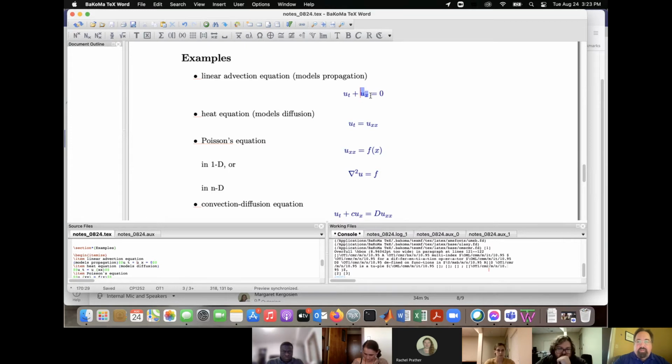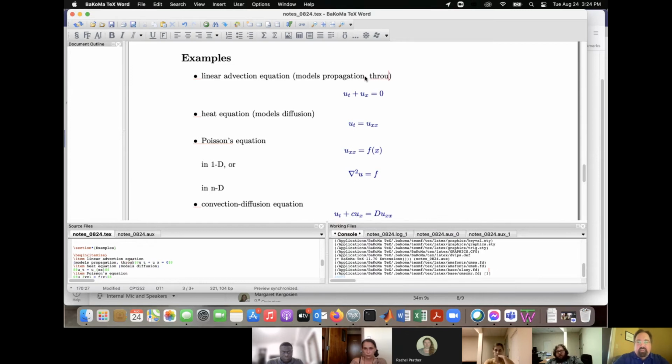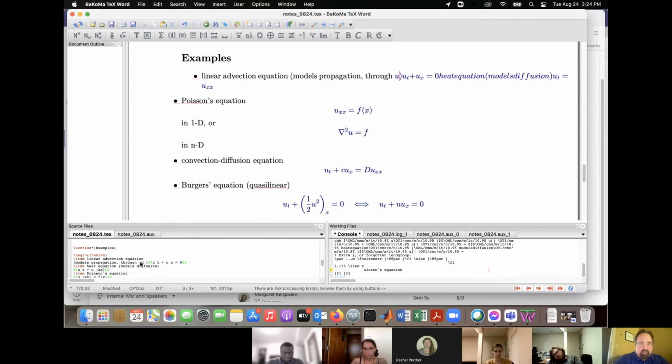So when you have a first derivative with respect to time, like we have here, a first derivative with respect to x models advection. So whenever you see a term like that in your equation, then you know it's that kind of behavior that's being modeled.